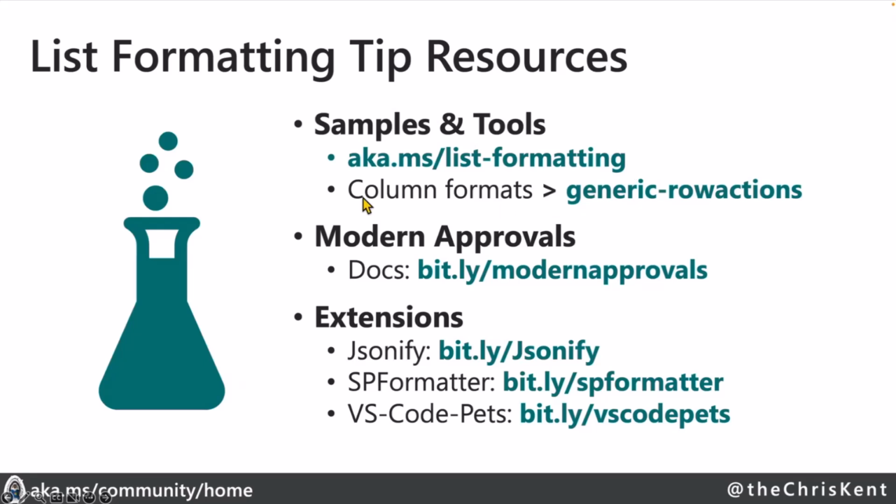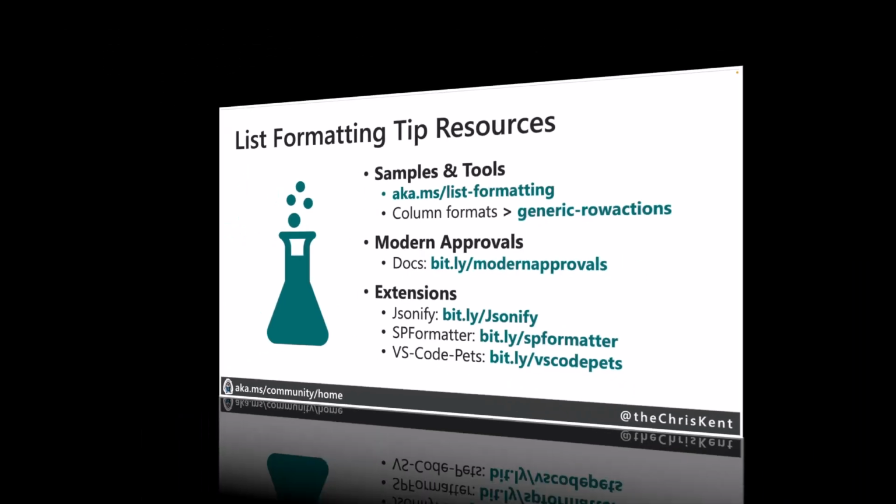All of these are individual samples available in the generic row actions. You can find a little more details about the new modern approval stuff if you're not familiar with that, because that is new right here. And then, of course, some of the extensions that you may have seen in the background that help with formatting are here. And this does not help with formatting, but it does add little horses, and that's exciting. And that's it for me, David. Wow!